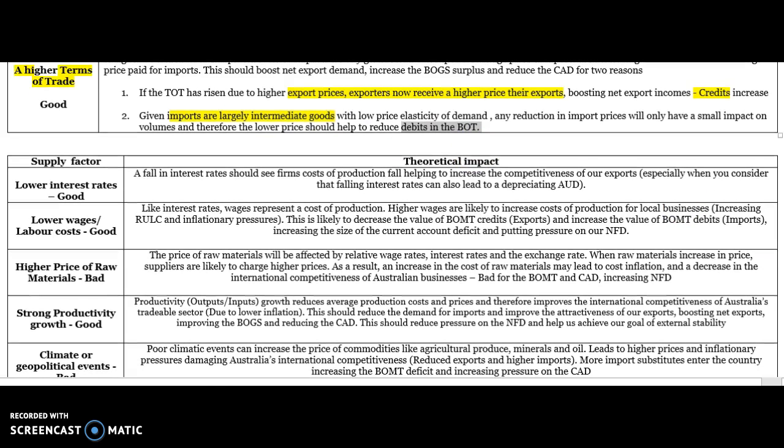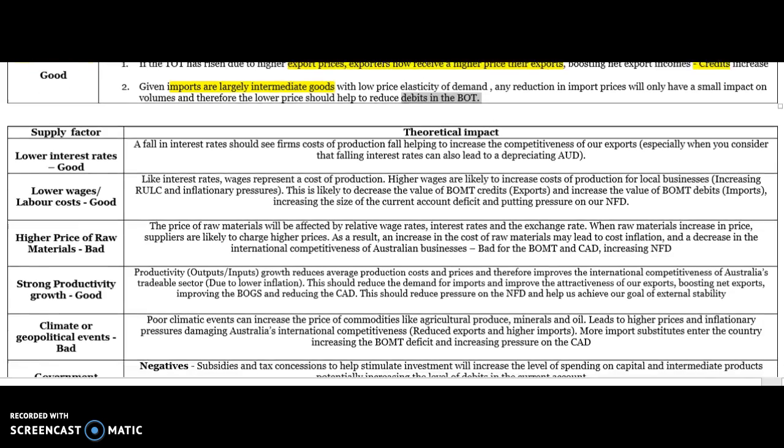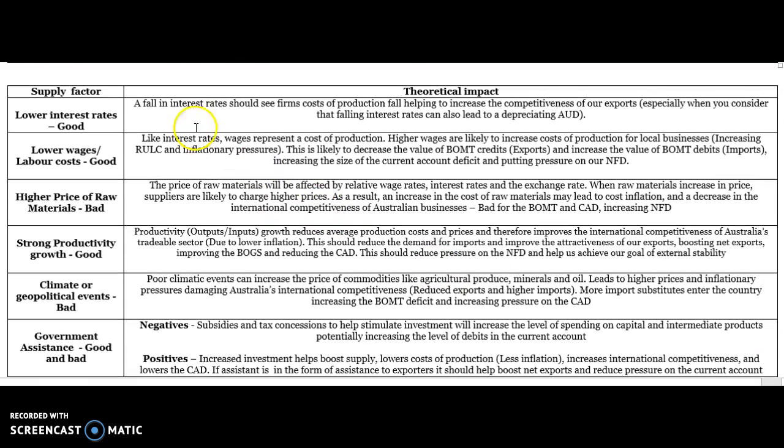These are just some supply side factors. So we discussed the demand side impacts of interest rates. A good thing about a fall in interest rates for the supplier is that they reduce firms' costs of production. That can help boost demand for our products because they'll be cheaper, therefore boost credits in the current account, the balance of trade. Lower wages, basically exactly the same thing. They reduce firms' costs of production, means that it should lead to lower prices, which increases demand for our exports and reduces demand for imports because our prices are lower.